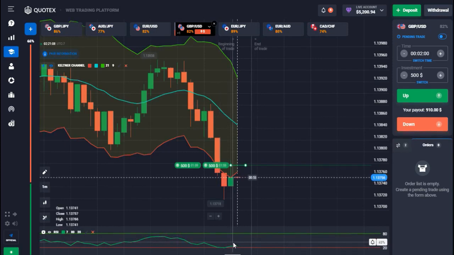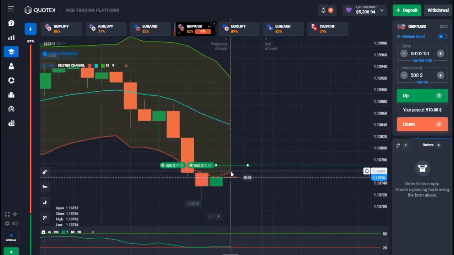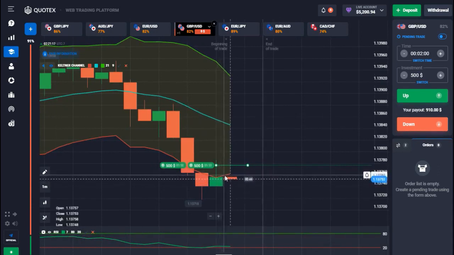Another thing I forgot to mention while explaining the other time is that you always need to confirm this too with your Keltner channel oversold line, this red line here.